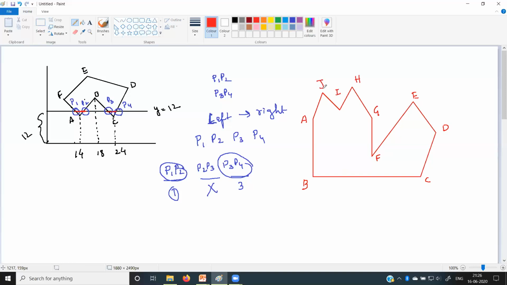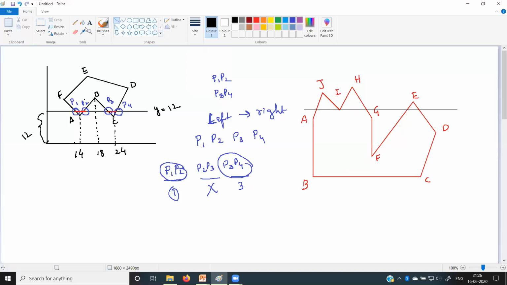Fine. Now, while you draw the scan line, which is parallel to the x-axis, you can find that some lines will pass through a vertex. Okay? So consider a line segment, this one. We consider this line segment which is passing through the vertex I.